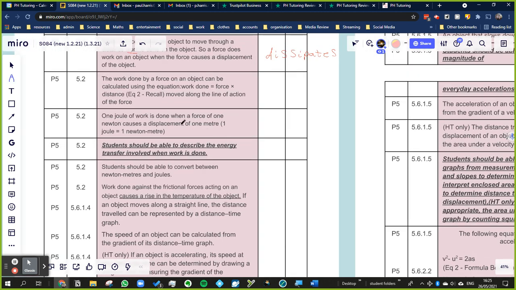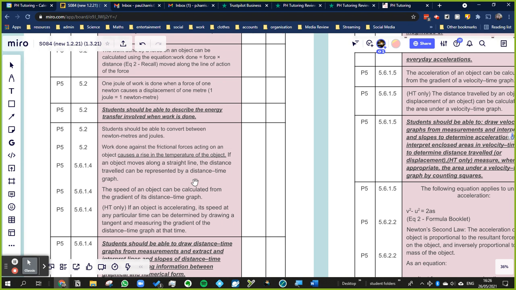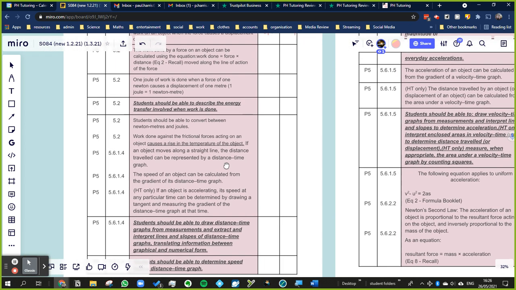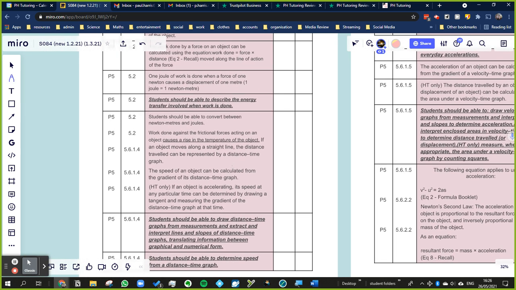1 joule of work done is when a force of 1 newton causes a displacement of 1 meter. Displacement basically means the same as distance. The difference is that if I walk forwards 1 meter or backwards 1 meter, the distance is still 1 meter, whereas displacement will be negative 1 meter for backwards. I'm simplifying, but that one sentence on its own will get you 90% of the marks, and we can look at the other 10% if we have time.